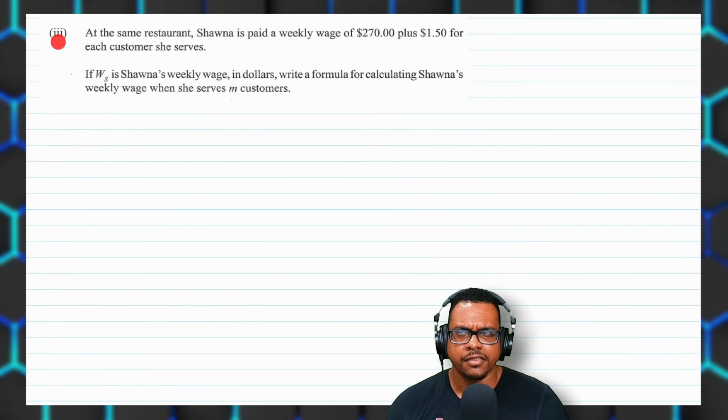So here we have for part 3 that at the same restaurant, Shauna is paid a weekly wage of $270. So no matter how many customers she serves, she's always going to get $270 plus $1.50 for each customer she serves. So W, the small s, is going to be representative of Shauna's weekly wage. All right, so they want us to write a formula calculating Shauna's weekly wage.